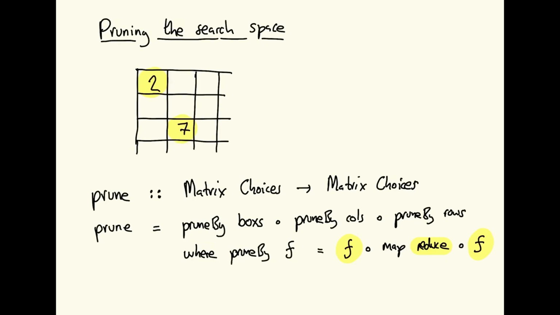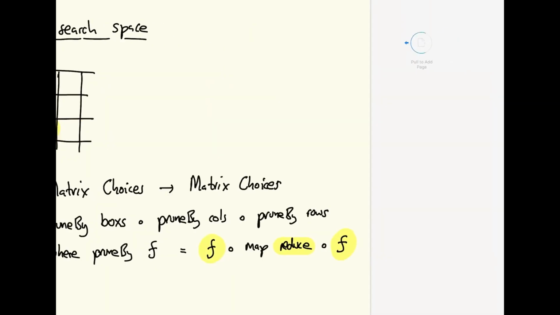So now we can think, well, what does this little magic helper function called reduce actually do? Well, reduce is very simple. Let's think about its type. What reduce is going to do is you give it a row of choices, and it's going to give you back a row of choices where any single entries have been pruned out of the corresponding other choices. Okay, so again, that's a little bit of a mouthful. What does this actually mean in practice?